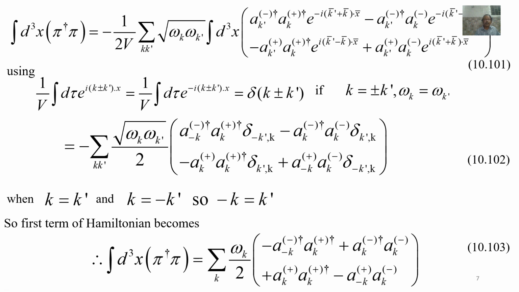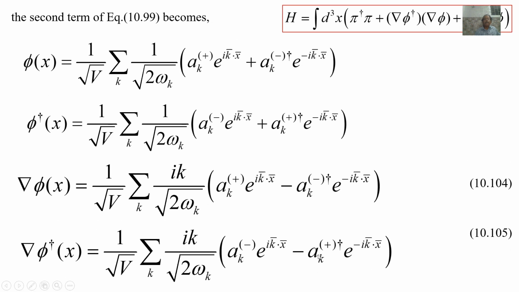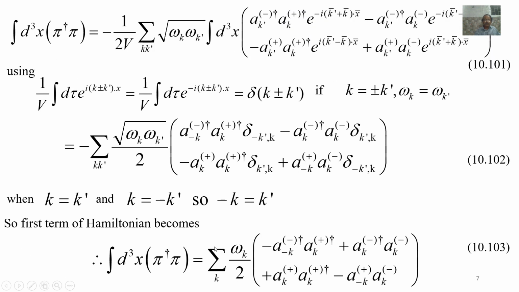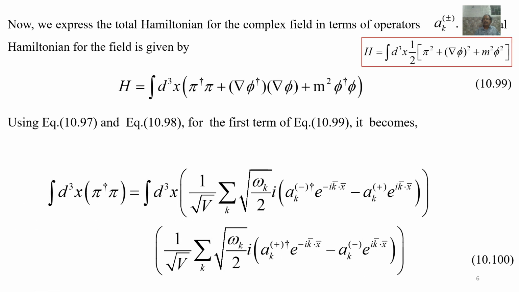And of course, omega k equals omega k prime. So that will give you omega k divided by 2, sigma over k. So we have now finished the expression for the first term as equation 10.99. See here, we have finished the first expression for the first term. Now we'll go for the second term.